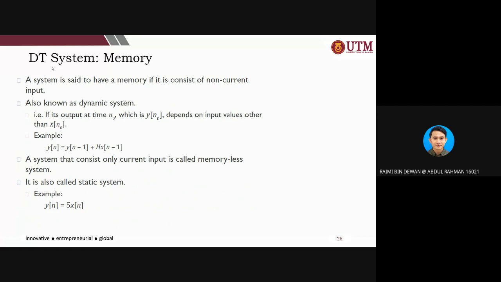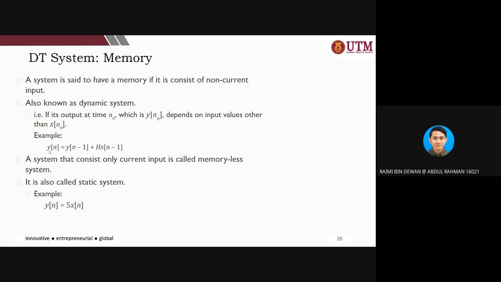Next, discrete time system: memory. A system is said to have memory if it depends on non-current input. If we have a future value, something that does not belong to the current input, then this system may have memory. Just like in the previous lecture, it is also known as a dynamic system if its output at time n0, which is y[n0], depends on input values other than x[n0].